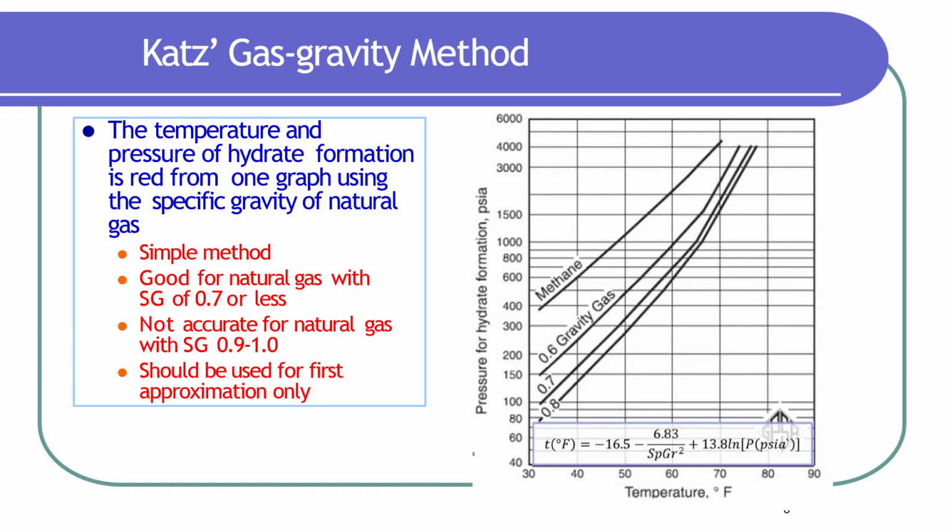Another interpretation for the curve that you have seen before, where you can predict the gas hydrate formation from the specific gravity of the gas, is what we call the Katz gas gravity method, which is very similar to the one that you have seen before. In fact, it's the same one.